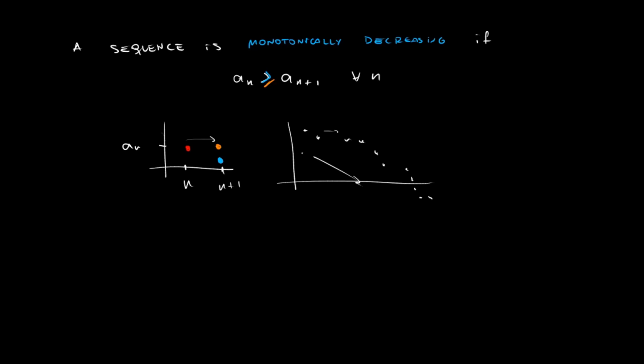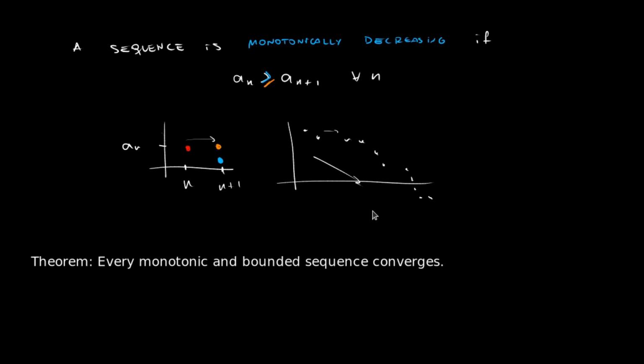And now with these two definitions comes a theorem. And this theorem is extremely important. It says that every monotonic and bounded sequence converges. Monotonic is that it's all the time either increasing or decreasing. And then bounded meant that there exists a number c such that our sequence in absolute value is always smaller than or equal to this number. So let's try now and do the proof.